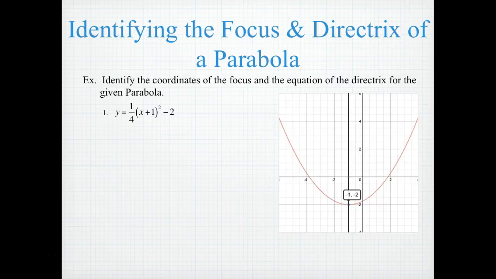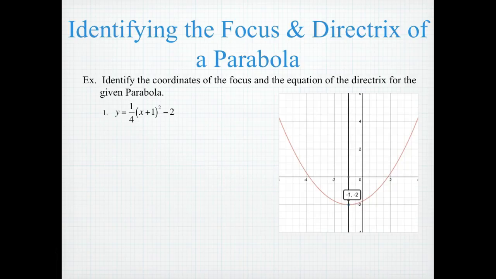In the next example, we're going to ask you to identify the coordinate of the focus and the equation of the directrix for the given parabola. So the equation is y equals 1/4 times the quantity of x plus 1 squared minus 2. And as you can see, the graph is provided.